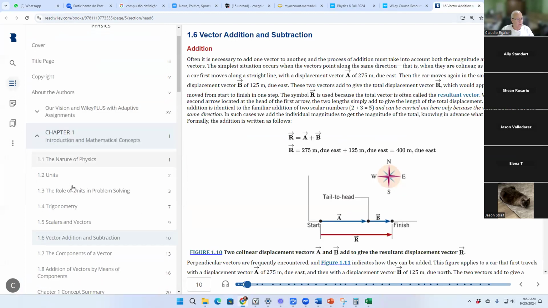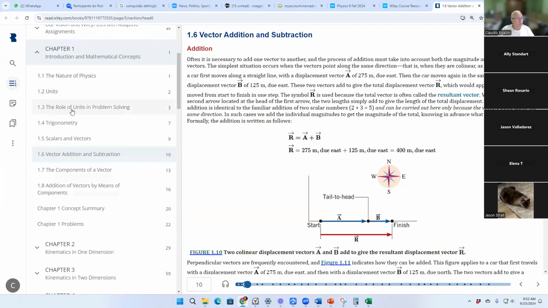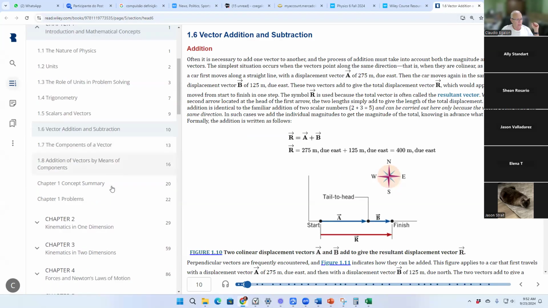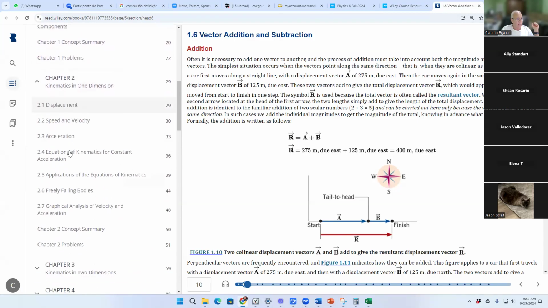We finished chapter 1: units, the role of units in problem solving, and trigonometry. I didn't cover trigonometry because it's already a prerequisite for this course, right? Scalars and vectors we covered, vector addition and subtraction, the components of vectors, x and y and z components, and addition of vectors by means of components. We covered all of that.